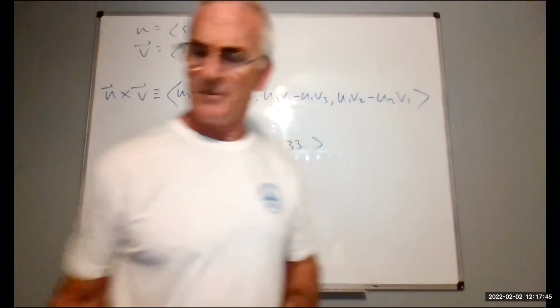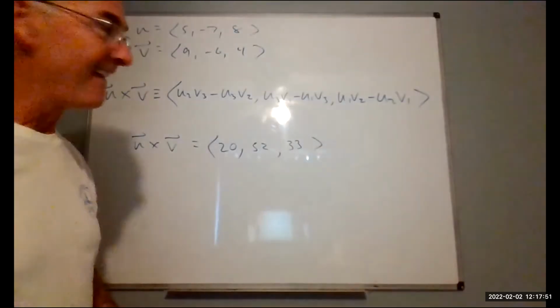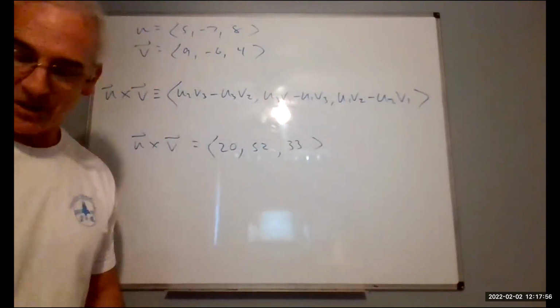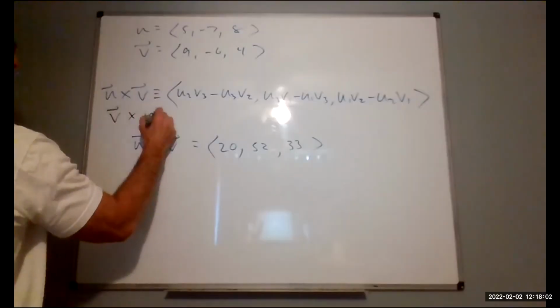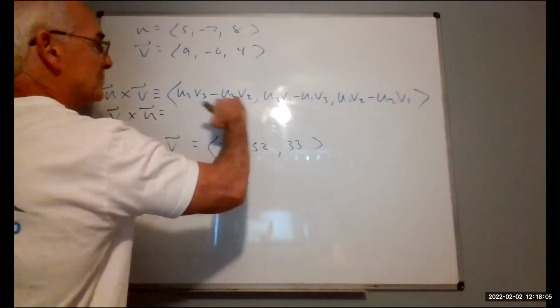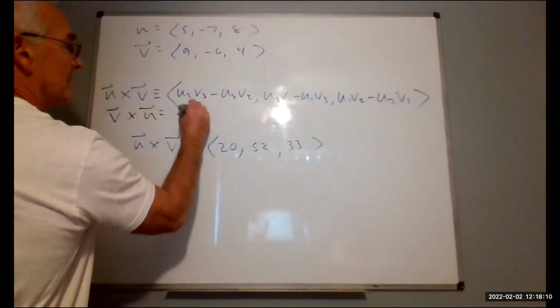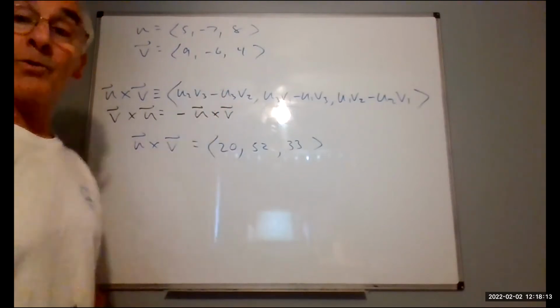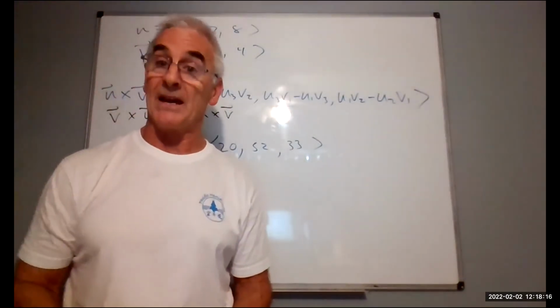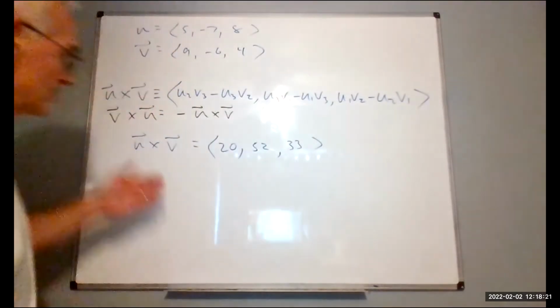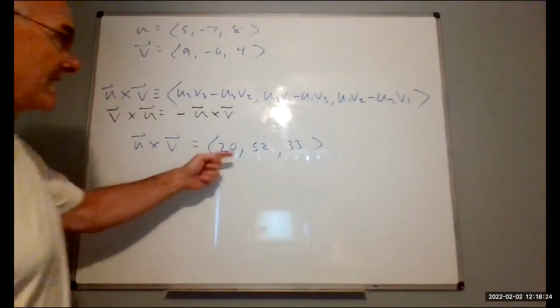Do you think cross product's commutative? No. Why not? If I cross in the opposite direction, if I do V cross U, I'm going to get this minus this, this minus this, this minus this, aren't I? In other words, I'm going to get the negative. Oh, cross product is not commutative. What you get is a vector of the opposite sign. So all the numbers will be the same. It will be the opposite sign. So in this example here, if I'd done V cross U, it would have been negative, negative, negative.